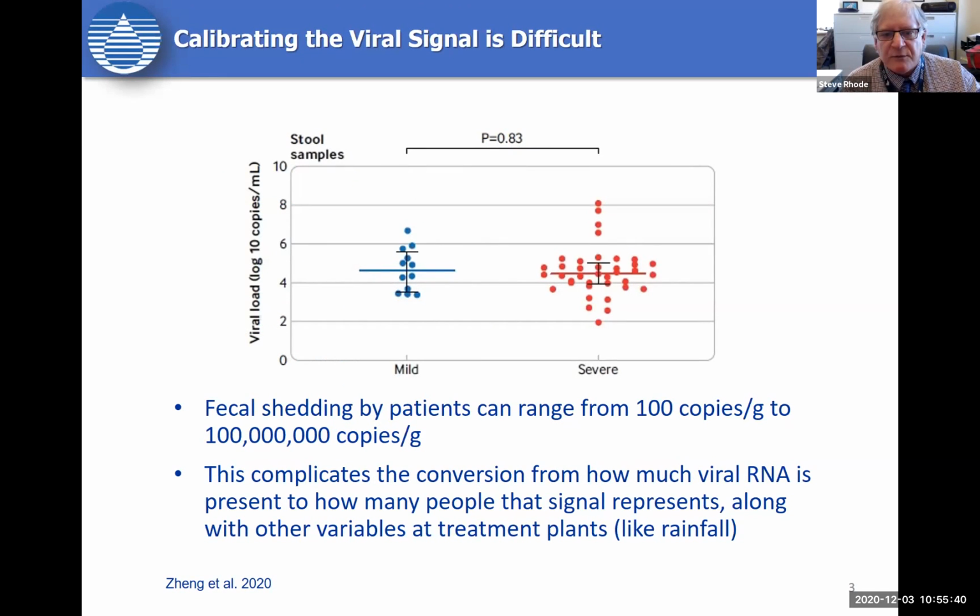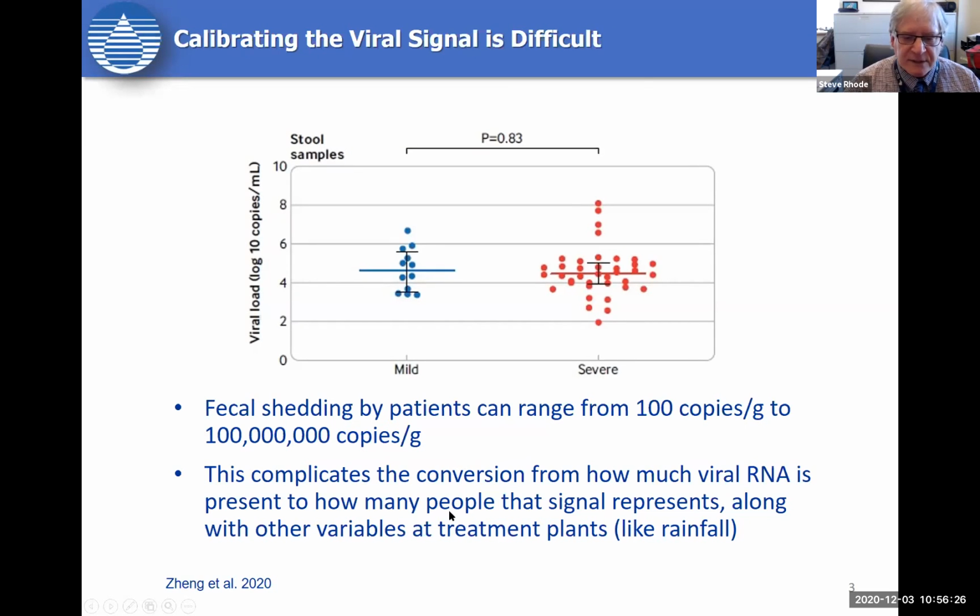Jeffrey talked about this a little bit. It's really difficult to make that jump from how much RNA is in the wastewater to how many people are actually infected in the service area. This is an example of some stool sample analyses. And you notice that the axis on the left is log scale. So we're talking about the difference, in the red ones, from 100 copies per gram to 100 million copies per gram. And so obviously that makes it very difficult to take what we're seeing in the wastewater and convert it to an actual number of people that are infected.